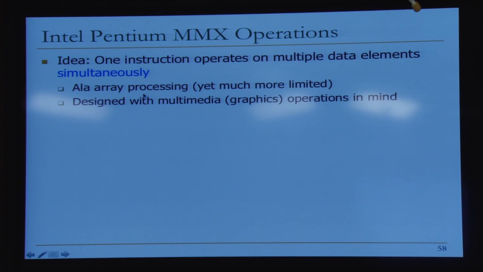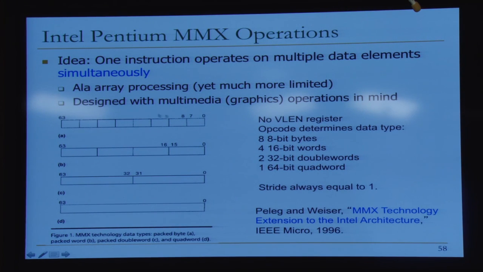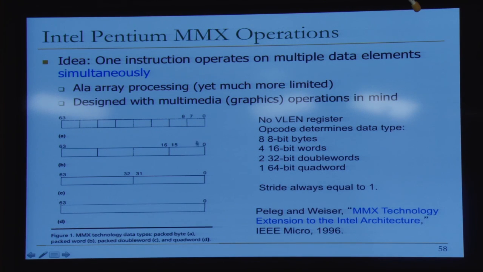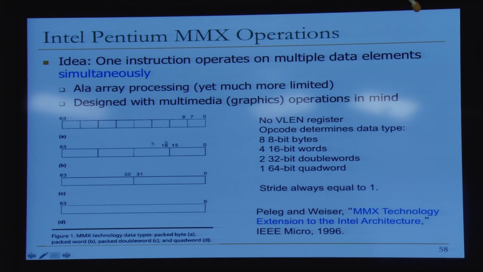These are called MMX instructions, multimedia extensions. Similar to array processing, yet it's much, much more limited. And this is designed with multimedia or graphics operations in mind, and I'll show you an example from a nice paper. This is the paper that talks about MMX technology extension to the Intel architecture. Basically, you can treat an MMX register, a floating point register or integer register, doesn't matter actually, in four different ways. You can think of this as a single scalar value that contains a 64-bit quad word, two elements that contain 32-bit double words, four elements that contain 16-bit words, or eight elements that contain 8-bit bytes. Right? Same data, you can interpret it in different ways.